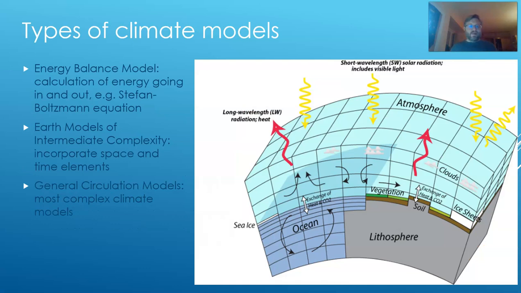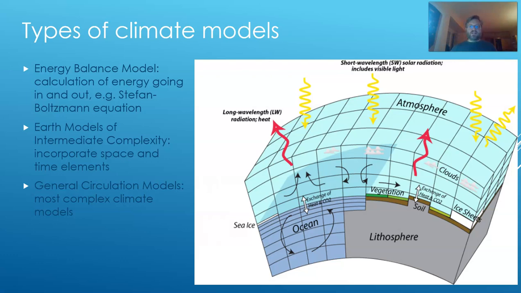So if we're looking at climate models, there are kind of three tiers of climate models based on the complexity of the model and the amount of detail that it's able to give us. So the least complex climate models we have are what are called energy balance models. And this is basically a calculation of the relationship between energy coming into the Earth system and energy going out of the Earth system.